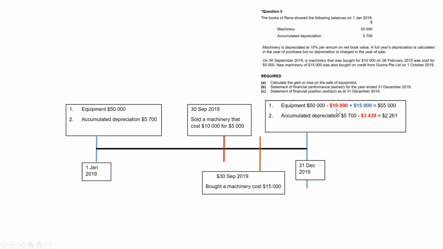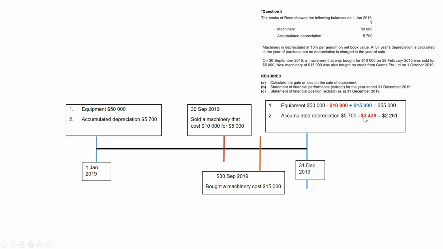So if you think back previously, we added 10,000 into my equipment 5 years ago. Now, if you want to sell this same piece of machine, how much should we remove? We must always remove at the cost price. That's how I minus this 10,000 from here. Then on top of that, on 30th of September, the accumulated depreciation for this particular piece of machine should be removed as well because the machine is no longer with us.